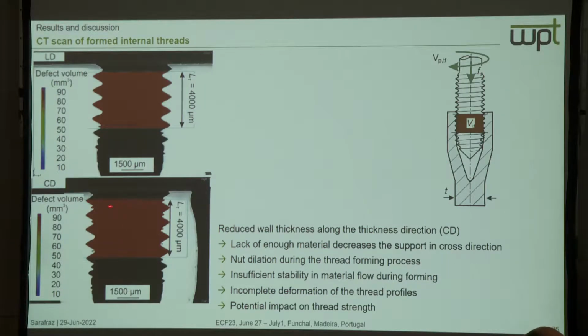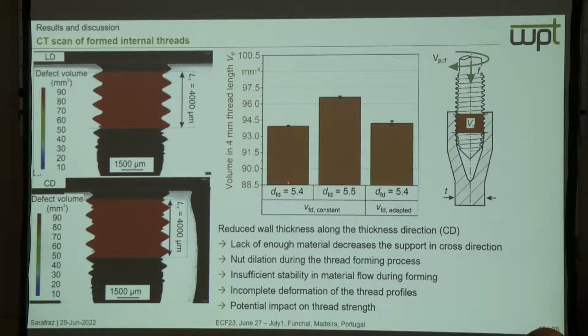The experiment was followed by measuring the volume of the created thread for the 4 initial threads, 4 millimeter being the standard pitch for an M6 internal thread. You can see that due to the reduced thickness in the cross direction, the lack of enough material decreases the support in this direction, and we can have dilation during the thread forming process. Therefore, the material flow is insufficient, as you can see. We therefore have an incompletely formed thread, especially in the cross direction, in comparison to the longitudinal direction, where most of the thread was formed completely.